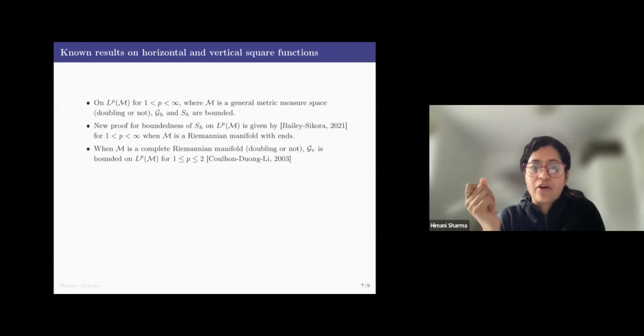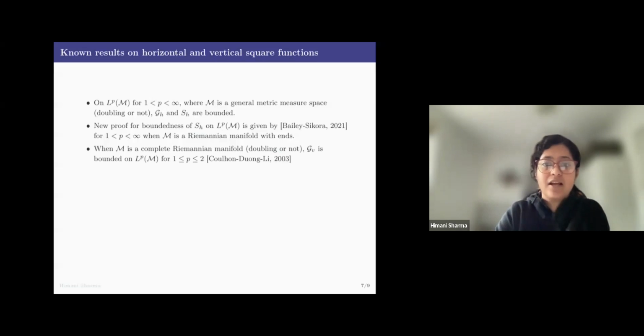So for the vertical square function, Cohen, Zhong, and Lee proved in 2003 that if M is a complete Riemannian manifold, whether doubling or not, it was done for both cases, but only for the range p lying in the interval 1 to 2. They showed that the vertical square function, defined with the help of the semigroup, is bounded on L^p(M) spaces.